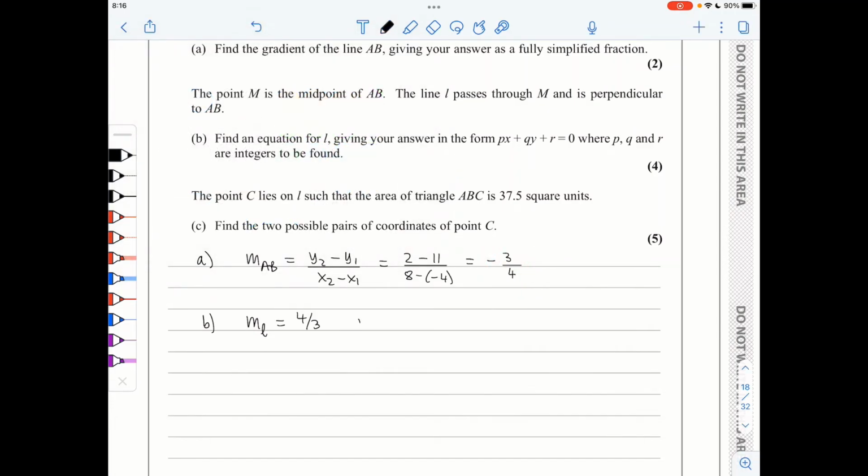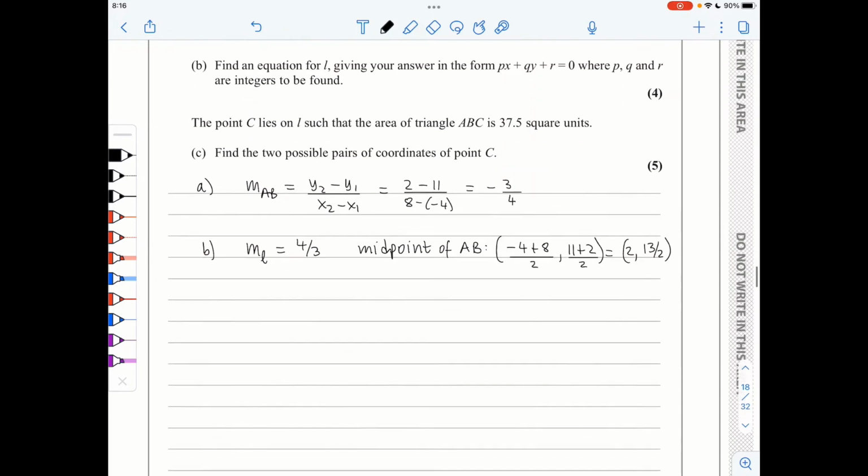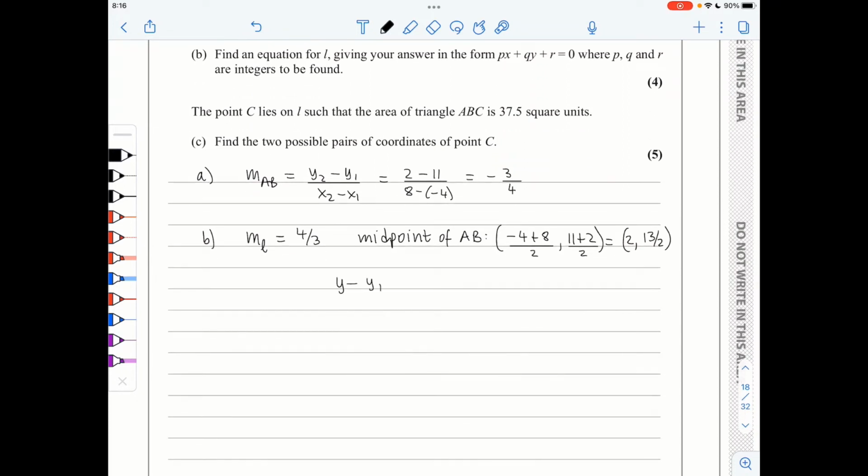Now for the midpoint of AB, I'm doing the midpoint of the x's and then the midpoint of the y's. So it's going to be minus 4 plus 8 over 2, comma 11 plus 2 over 2. So the coordinates of M are 2, comma 13 over 2. And now I have the gradient and the point through which I pass. So I'll be using y minus y1 is m(x minus x1), which means that y minus 13 over 2 is 4 over 3 (x minus 2).